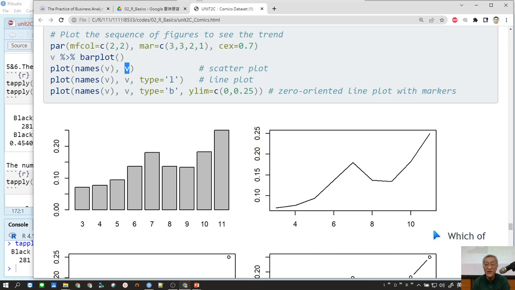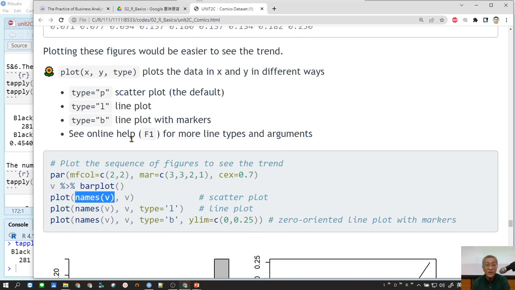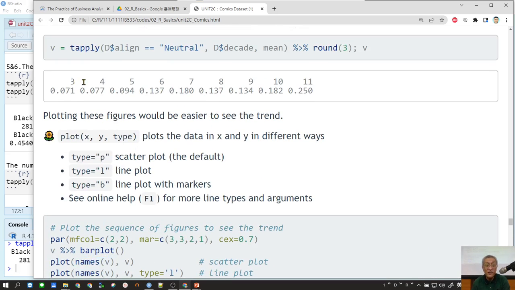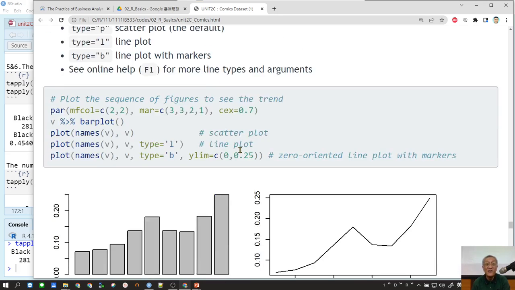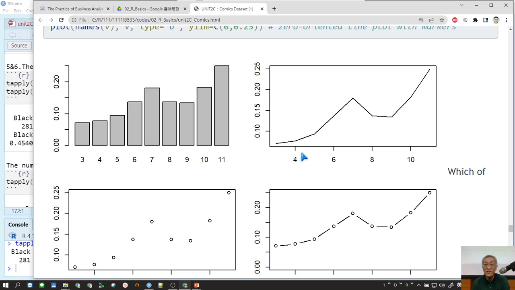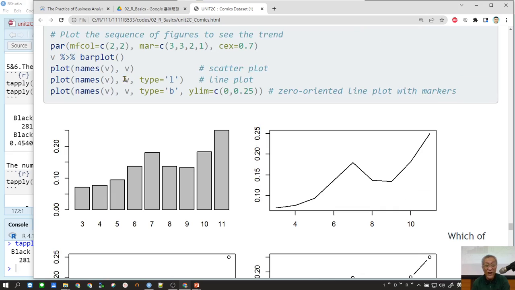I have the x-axis and the y-axis. On the x-axis is the name of V, which is actually 3, 4, 5, 6, 7, right? So I use the name of V as the x-axis, and I use the value of V as the y. So you can see a line plot.